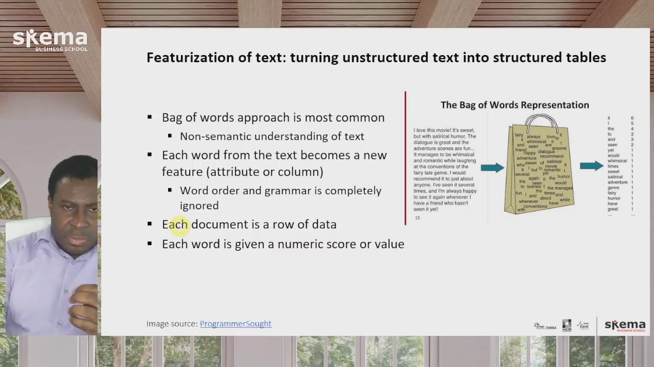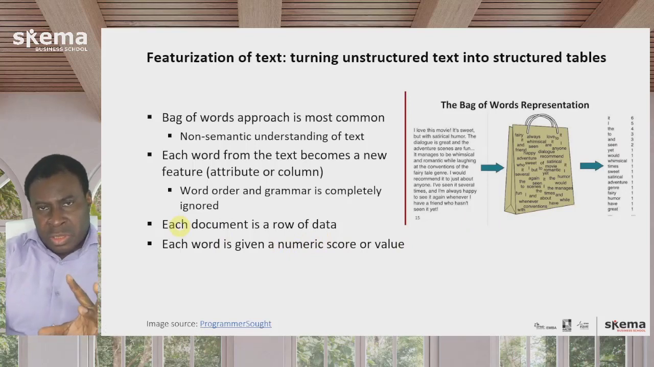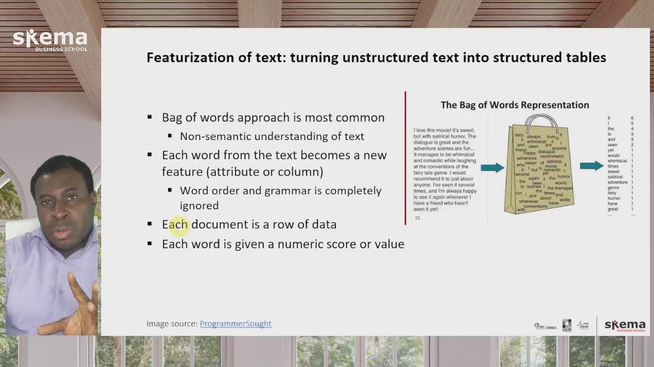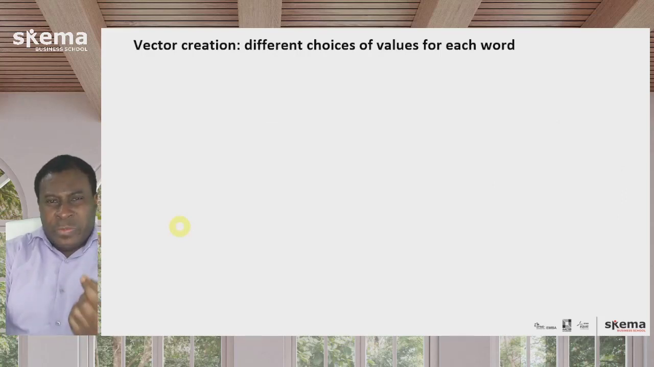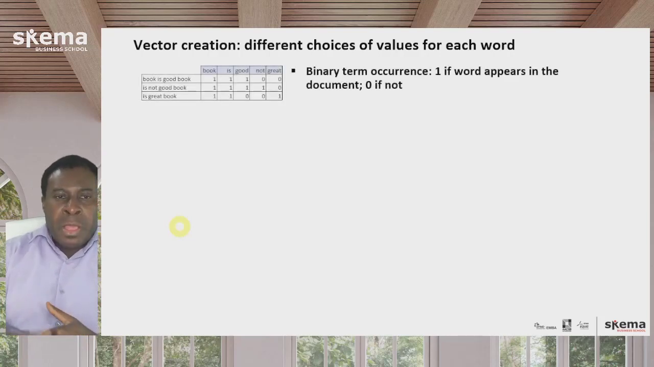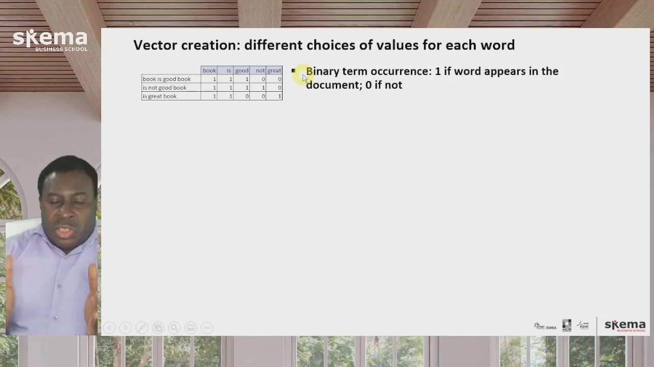So now let's look more specifically at the ways words are converted to numbers. This is called vector creation, and there are different choices of what numeric value to give each word. The simplest approach is called binary term occurrence, which means basically, does this word appear in a document or does it not? We'll use a simple example throughout here. There are 3 documents, which are just 3 simple reviews of a book.